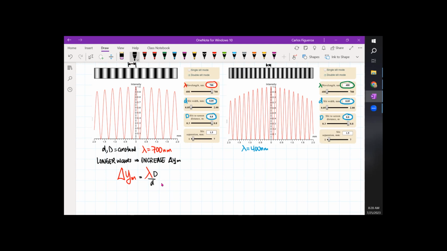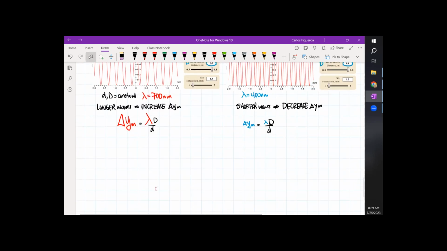In this other situation, we have shorter waves, which then tells me that there's a decrease in delta y of m. So in this situation, what you're seeing here is that I have a smaller separation because I have a smaller wavelength compared to the red one.